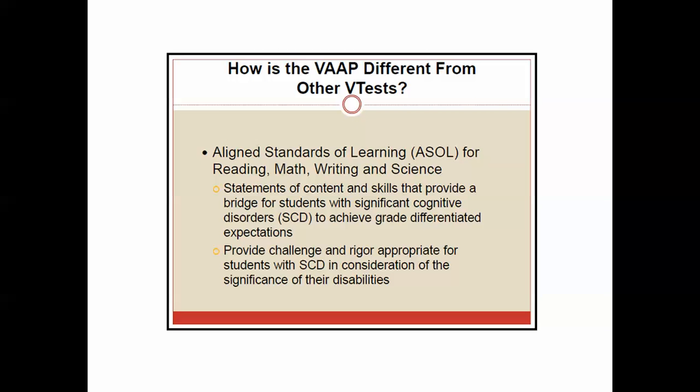How is the VAAP different from other V-tests? Aligned Standards of Learning, or the ASOL, for reading, math, writing, and science. Statements of content and skills that provide a bridge for students with significant cognitive disabilities to achieve grade-differentiated expectations. They provide challenge and rigor appropriate for students with significant cognitive disabilities in consideration of the significance of their disabilities.